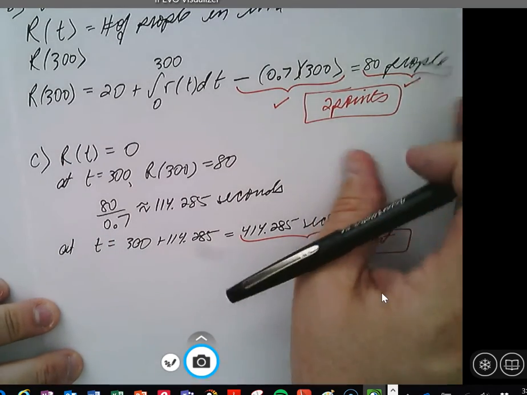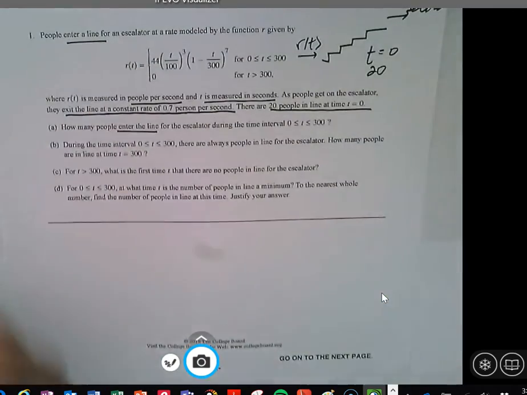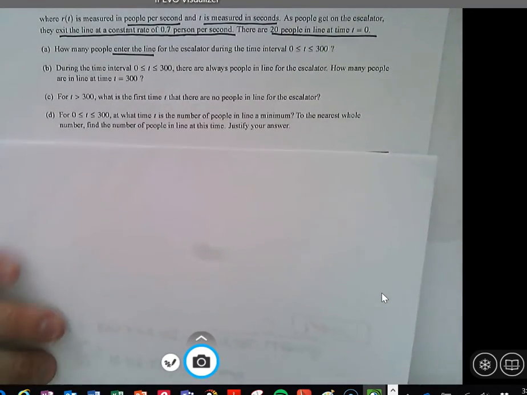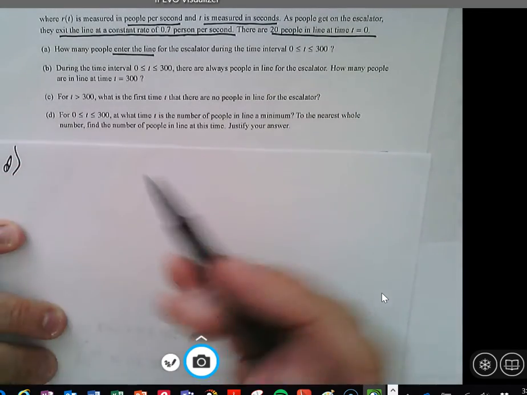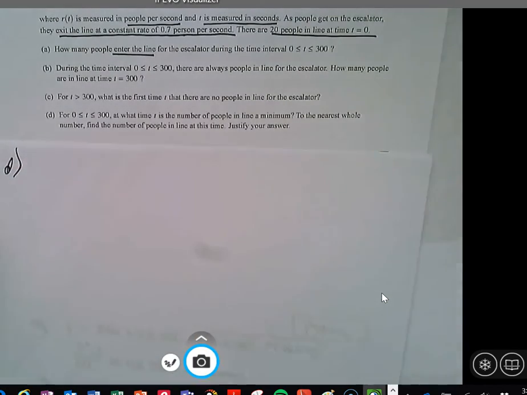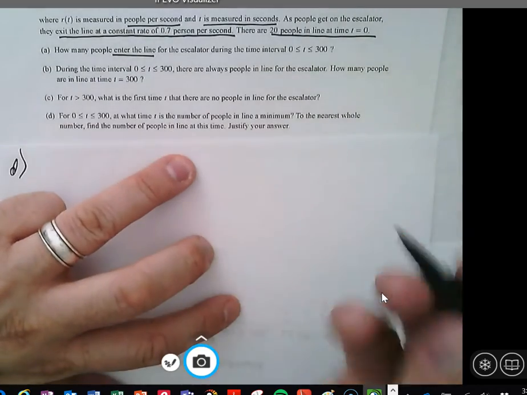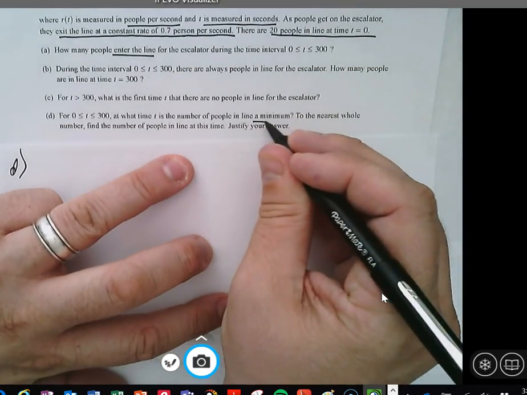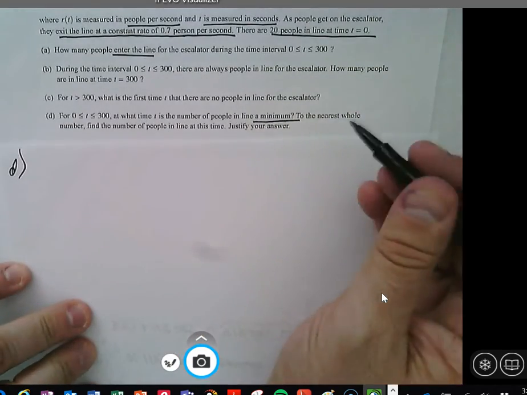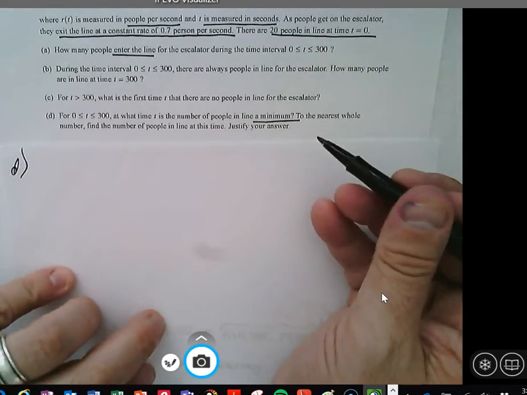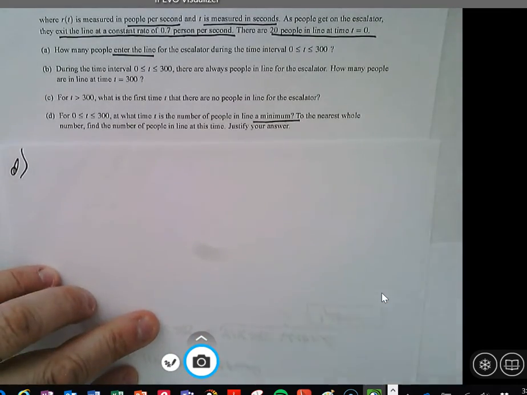Okay, doing well so far. Here comes Part D. In Part D, for 0 less than or equal to t, less than or equal to 300, at what time t is the number of people in line a minimum? To the nearest whole number, find the number of people in line at this time, justify your answer.